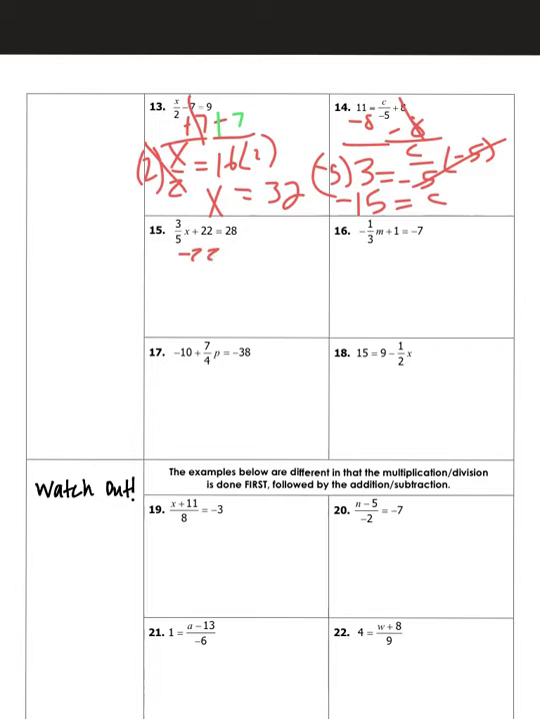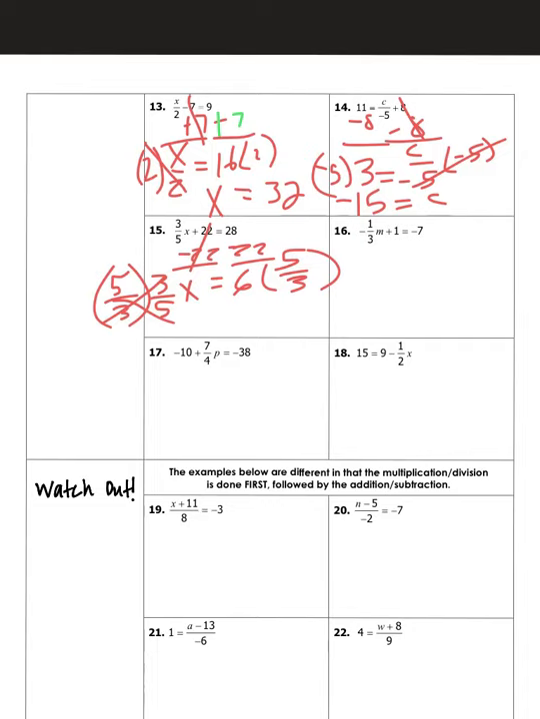Get rid of 22. Subtract it on both sides since it's being added. 28 minus 22 is 6. 3/5 x equals 6. Now, to get rid of 3/5, I could divide, but remember, it's very hard to think about dividing fractions, so why don't we multiply instead by the reciprocal? All right, so 6 times 5 is 30, divided by 3 equals 10. X equals 10.